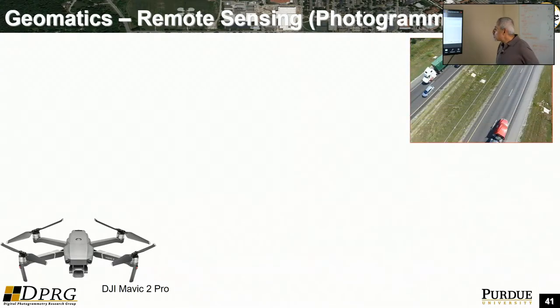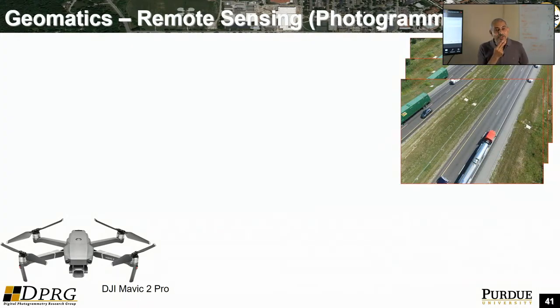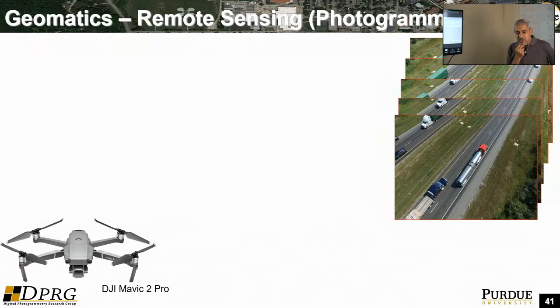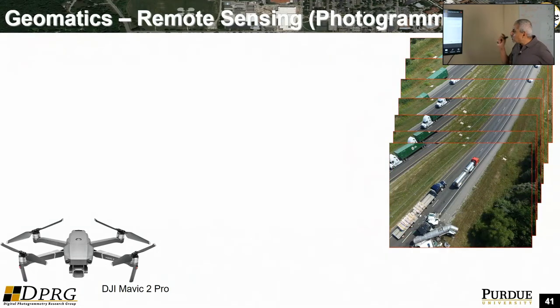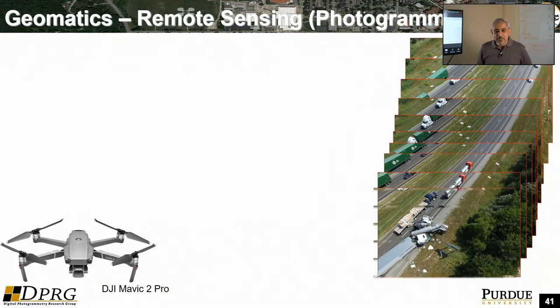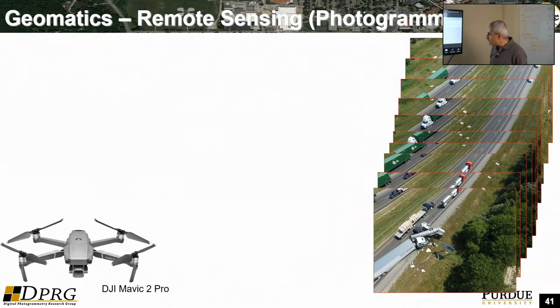So this is just an example of a crash scene. If you are in Indiana, you know I-65, which is going from, let's say, Chicago to Indianapolis. So this was a crash that happened on September 12, 2019. So you can see here we flew with the UEV. It's quite similar to this UEV which I showed you. If you look at this one here, this is a UEV that collected the data, which is similar to this UEV.